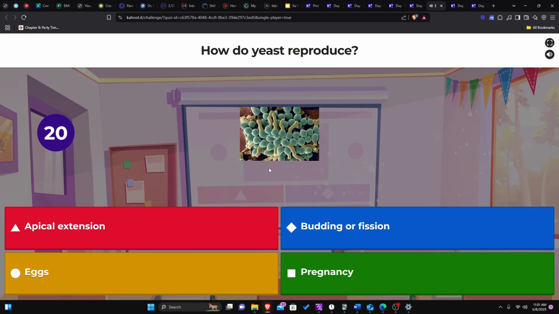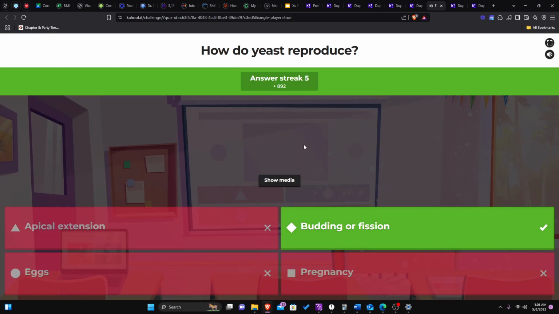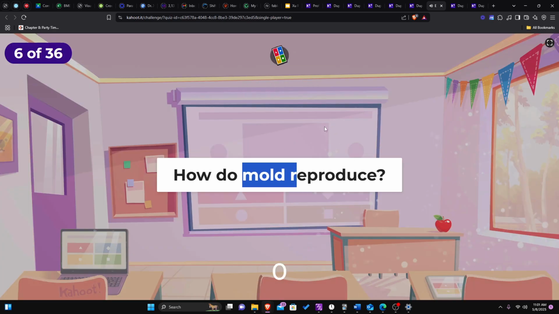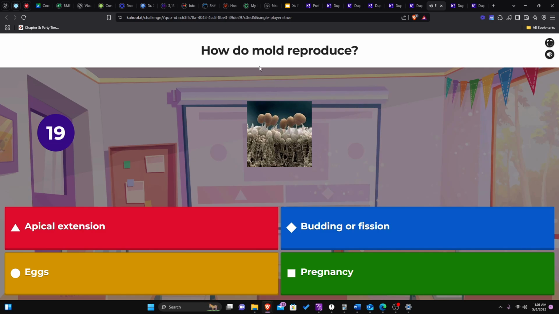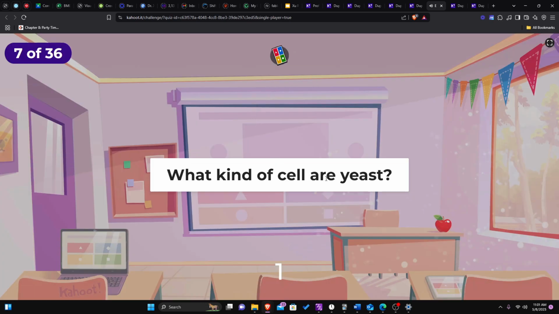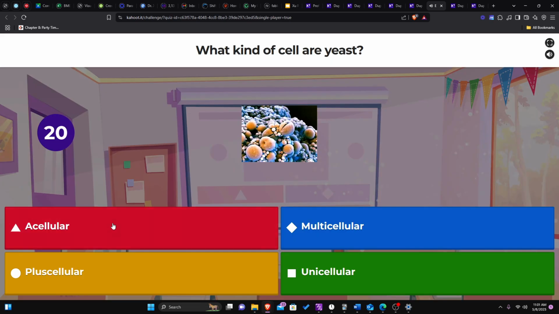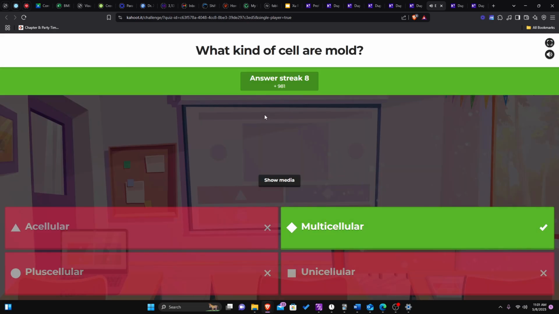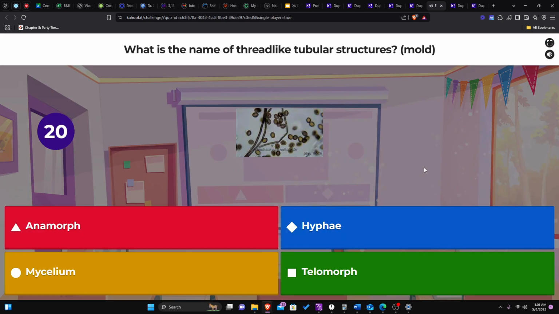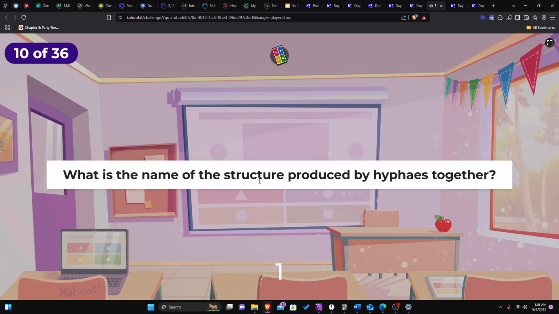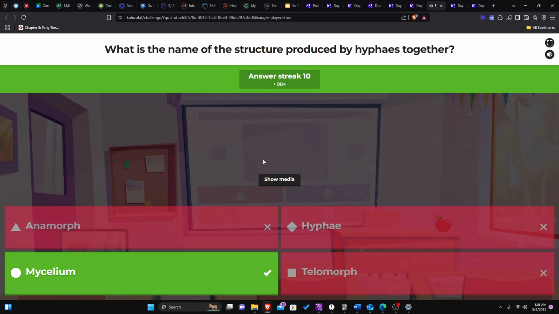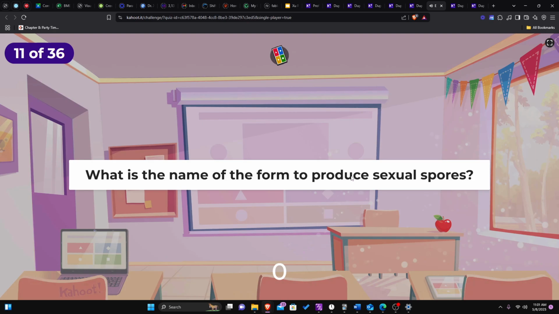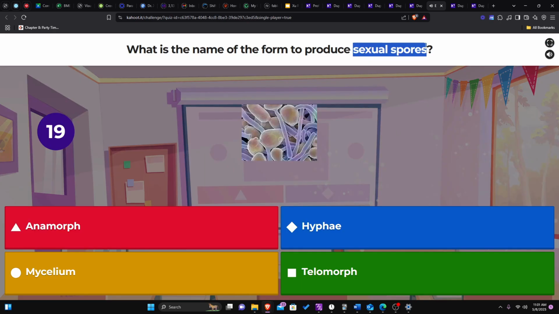How do yeast reproduce? Since these ones are unicellular, reproducing by fission, prokaryotes; molds are apical extension. Yeast are unicellular, not acellular, but uni. Molds are multicellular, eukaryotic. Hyphae, then produced by hyphae together, mycelium. Okay, sexual and asexual. Sexual should be teleomorph, asexual anamorph.